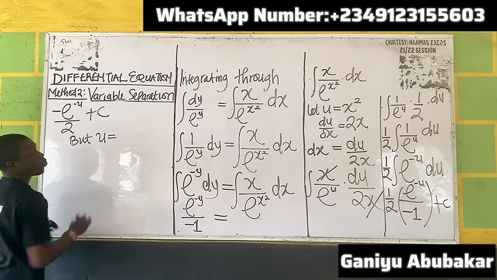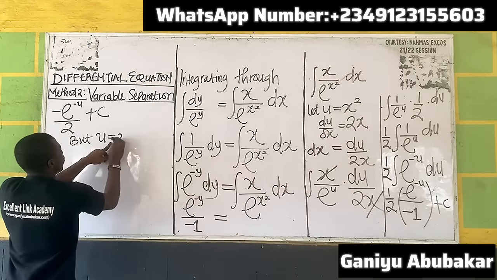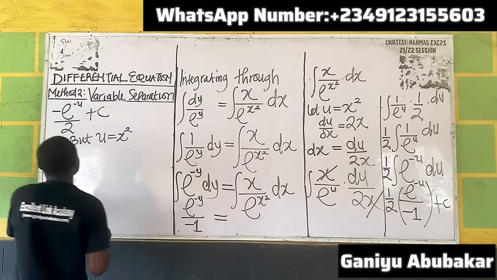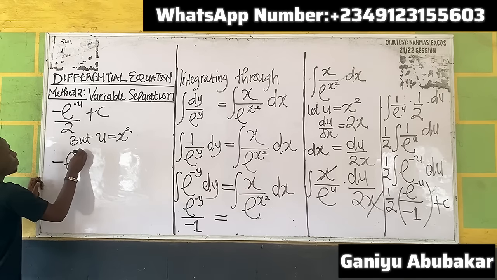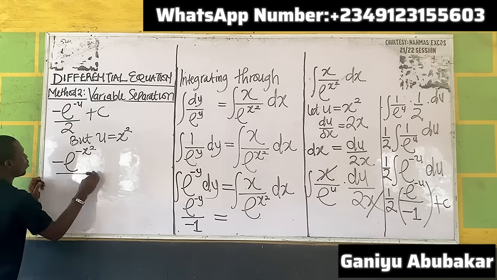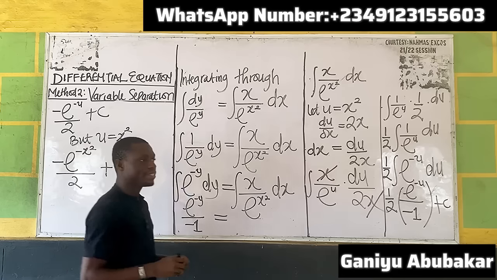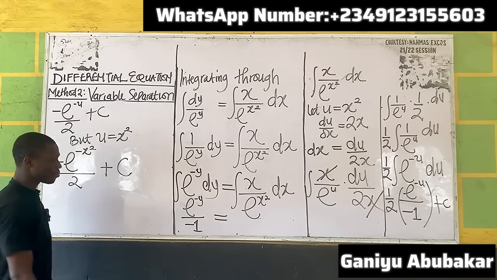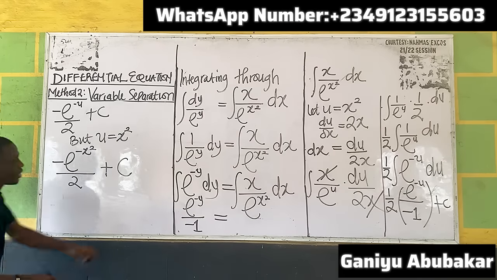But u was what? x squared. So use x squared. u is x squared. So my answer, if I integrate this stuff here, gives me minus exponential minus x squared all over 2 plus c. So in essence, my final answer becomes this. So back to this place here.